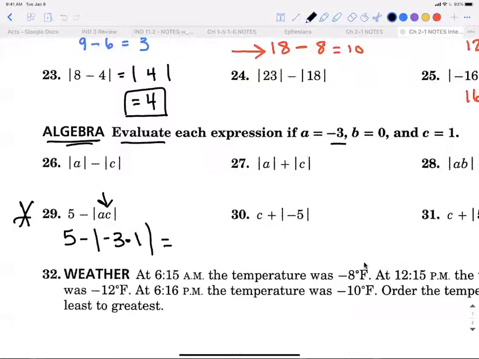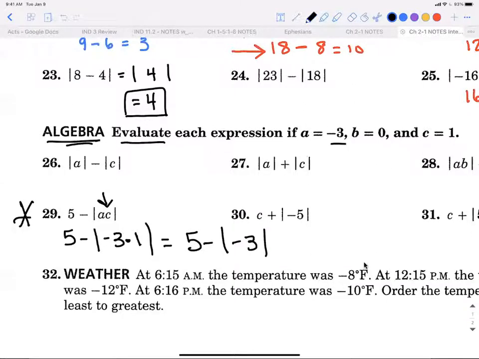Now, PEMDAS says I need to work inside my absolute value first. So I'm going to leave this 5 minus alone right now. And I want -3 times 1. So inside my absolute value, I'm just reducing this. What's -3 times 1? Rayleigh, what's -3 times 1? -3.